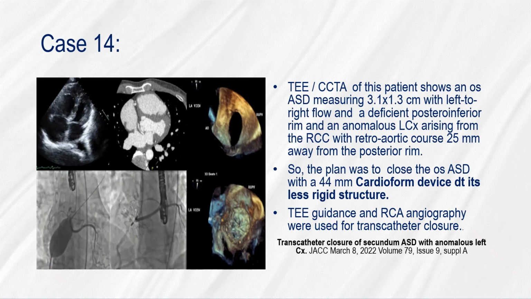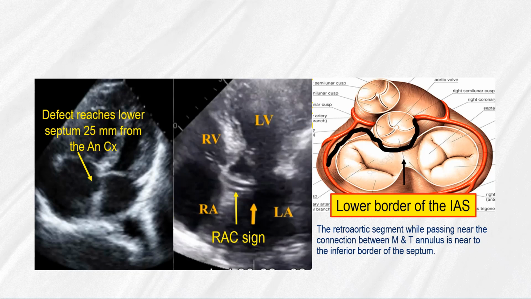Other procedures include ostium secundum ASD closure. In this case, there was a deficient posterior inferior limb, and the anomalous CX was only about 25 millimeters away from the posterior limb. So the plan changed to a less rigid device closure under the guidance of TEE and RCA angiography. The retroaortic segment, while passing near the connection between the mitral and tricuspid annulus, is near to the inferior border of the septum. Remember the rack sign in the four-chamber view.